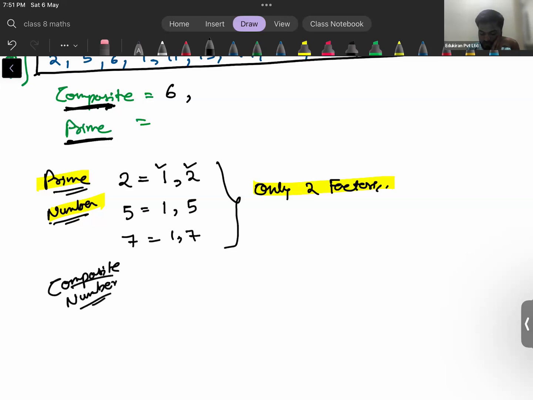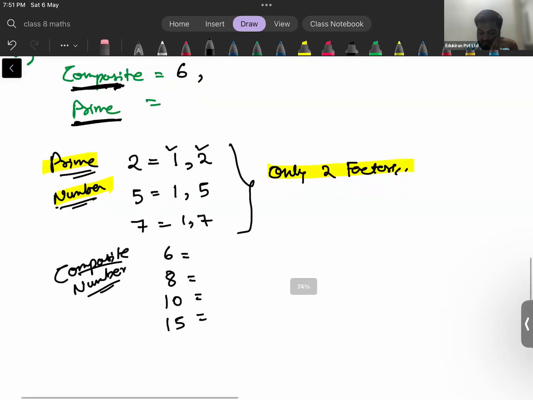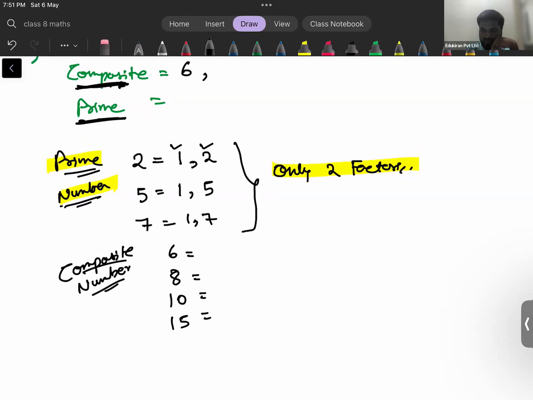You see, Ahmed, if I have numbers like 6, 8, 10, or 15, 6 can be divided by which numbers? We can divide it by 1, right? 6 comes in the table of 2 also, so it can be divided by 2 also. 6 can be divided by 3 also. And 6 can be divided by 6 as well. So how many factors are there for 6? 4. 4 factors. Okay.